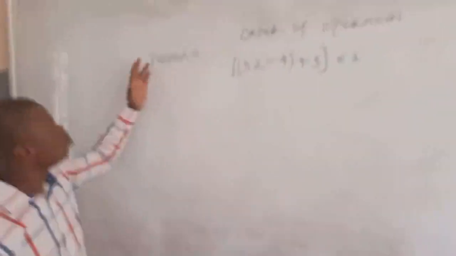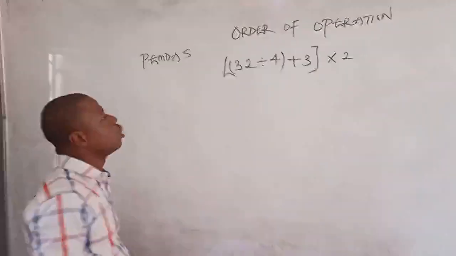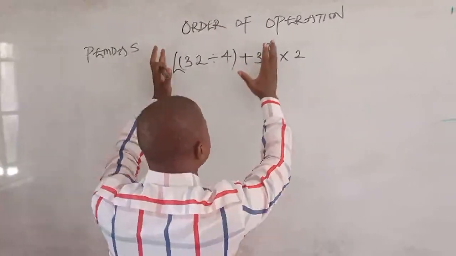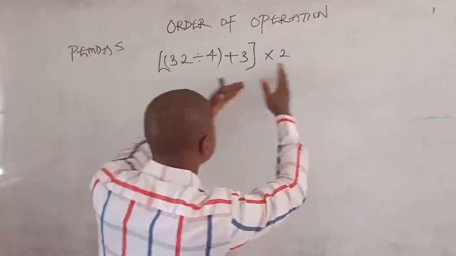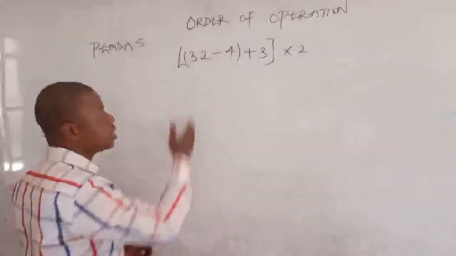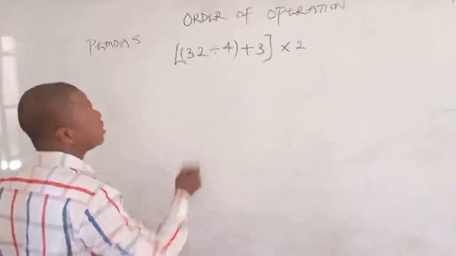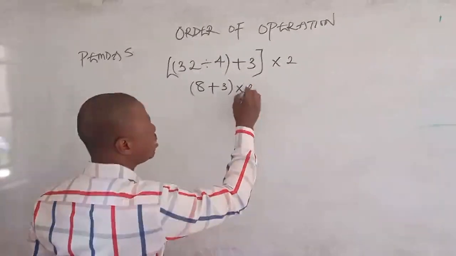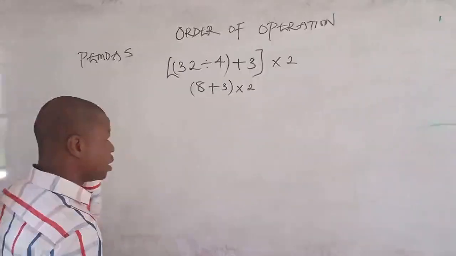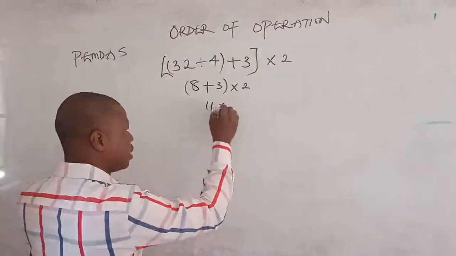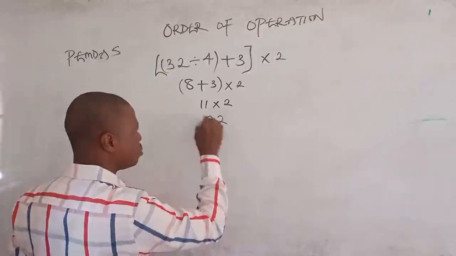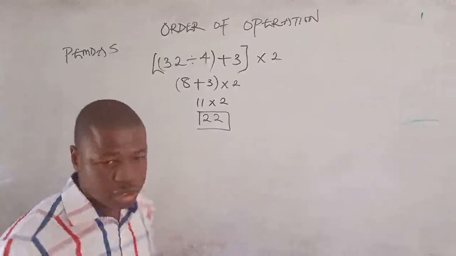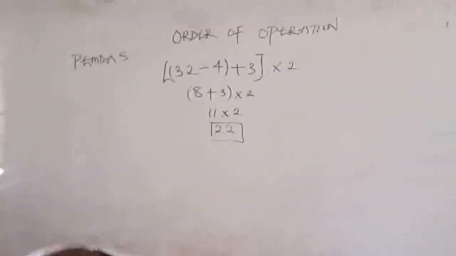So following our rule that you're already used to, division comes first. Of course, all these are in the bracket, so we have to address this before this. So in the bracket, division comes first. So 32 divided by 4, that is 8. So we have 8 plus 3 multiplied by 2. 8 plus 3, that is 11. So 11 multiplied by 2, we have 22. So this is how simple this can be when you put to heart what we've learned.